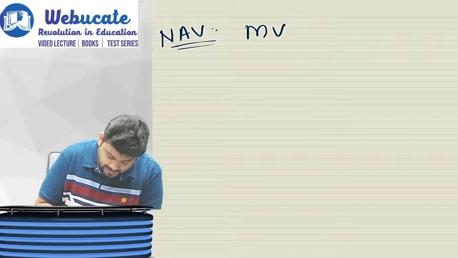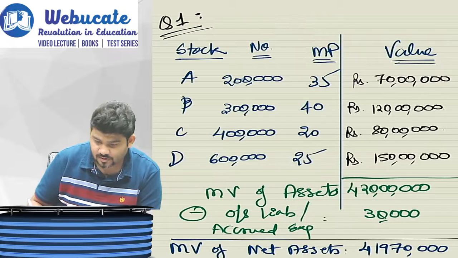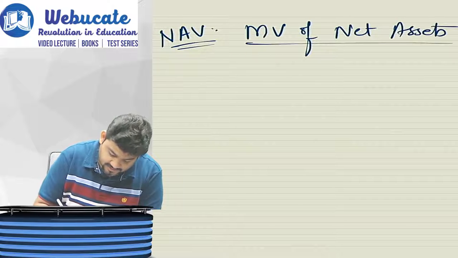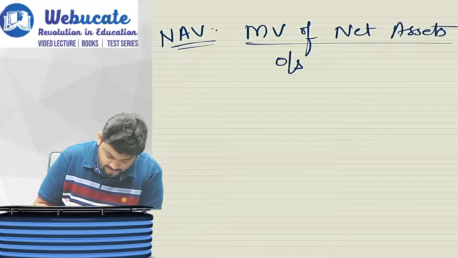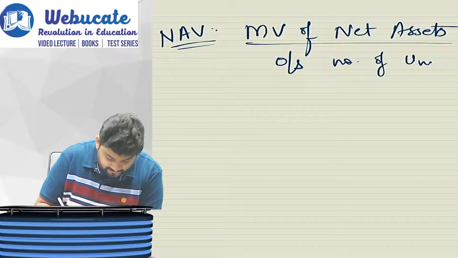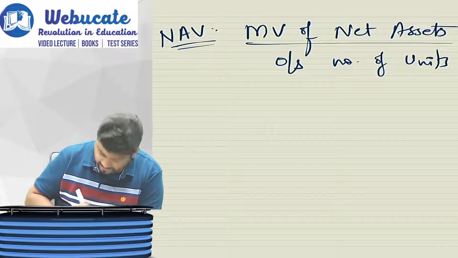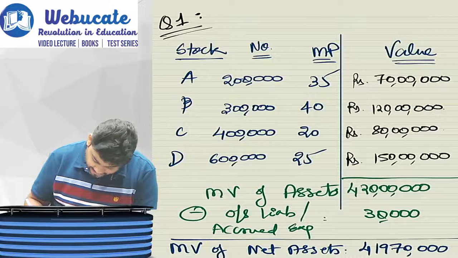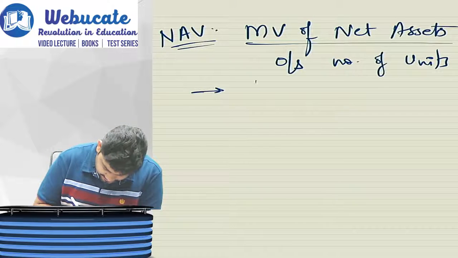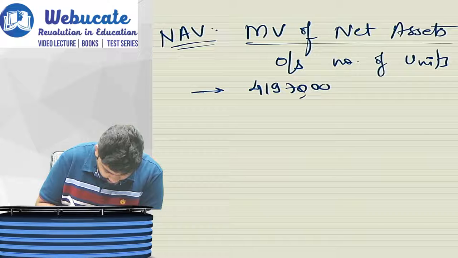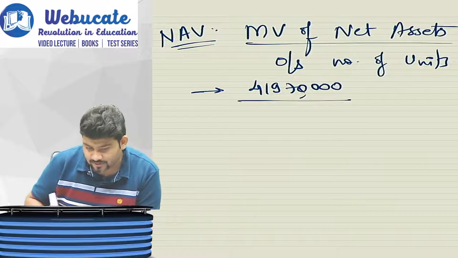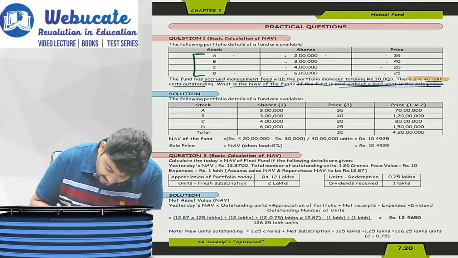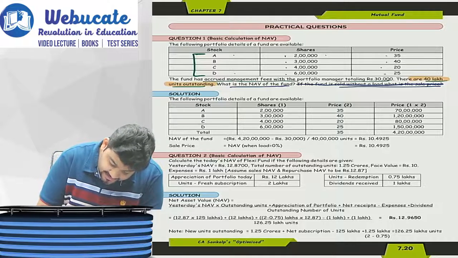It will be market value of net assets divided by outstanding number of units. Okay, what is the market value of net assets? We just calculated 4 crore 19 lakh 70 thousand. Divide by outstanding number of units. How much? It is clearly given in the question: 40 lakh units outstanding.